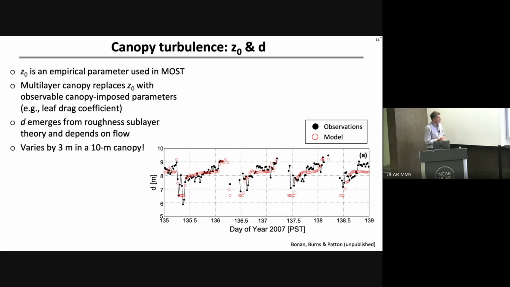And this is just a time series over 4 days of the displacement height, the red being the model and the black being observations. And you can see displacement height varies depending upon time of day. And the model does a really good job of replicating that. And it varies by over 3 meters. And remember, this is a 10-meter tall canopy. And the displacement height is varying depending on time of day by 3 meters.